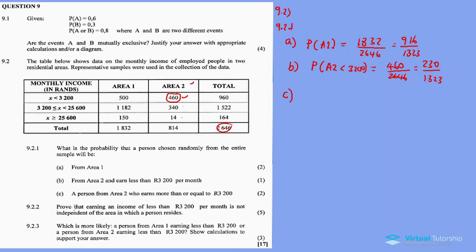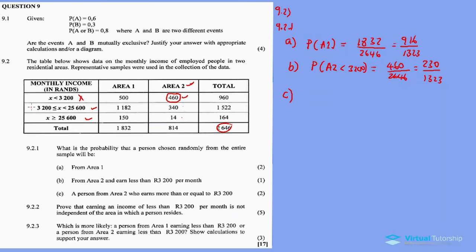C. A person from area 2 who earns more than or equal to 3200. So area 2, who earn more than or equal to 3200. So this one is out of the picture because they earn less than 3200. So in this one, anyone will end up between 3200 and 25,600, and then this one is more than 25,600.